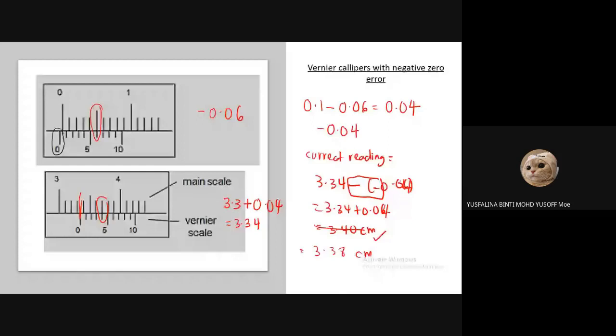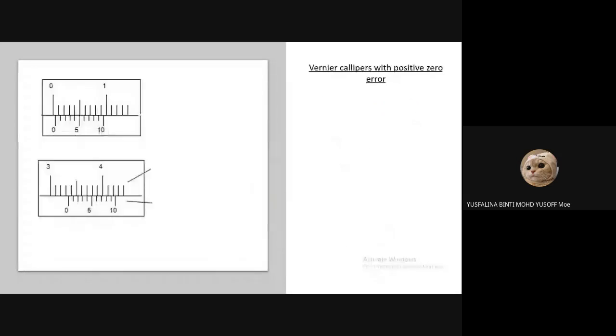Okay, so far, can you understand? Especially since you already learned this, I think you can just open your mind. What about a positive zero error? You can see the difference from the first one to this one. The position of the zero here is on the positive side, so this one is a positive zero error.